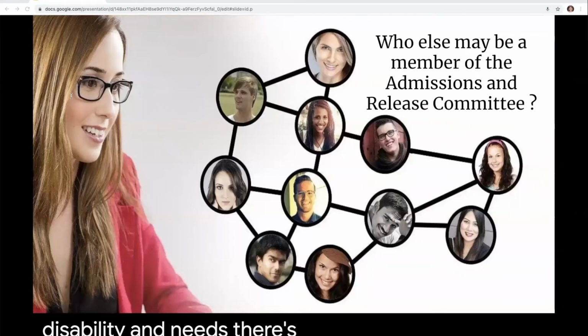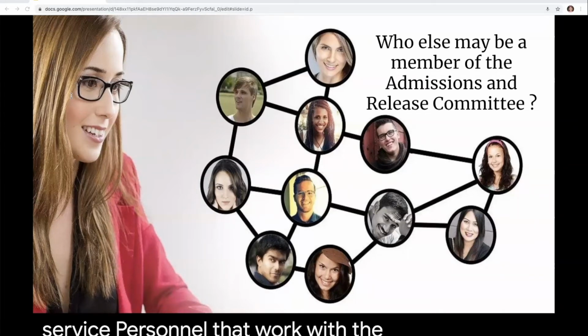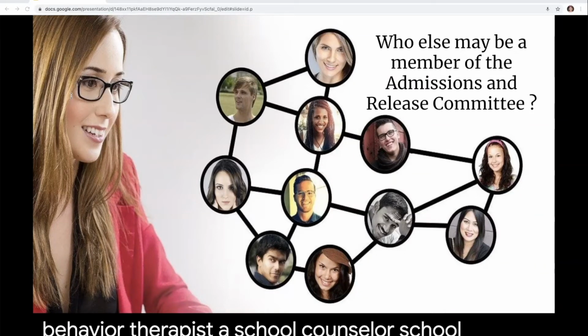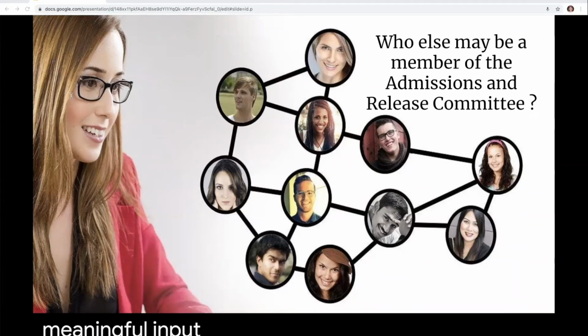While there's certain required members of the ARC that we've just discussed, there are people that may be invited to the ARC meeting when appropriate. This could include related service personnel that work with the student, a behavior therapist, a school counselor, a school psychologist, or other professionals that can provide meaningful input on the student's progress. It is also important for all members of the ARC to participate and have their voices heard.